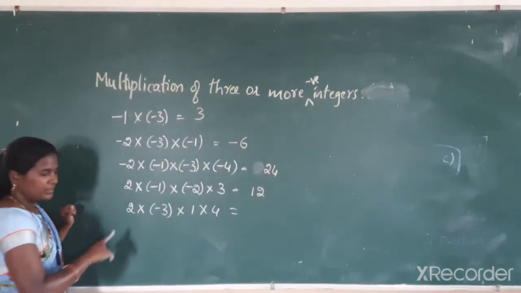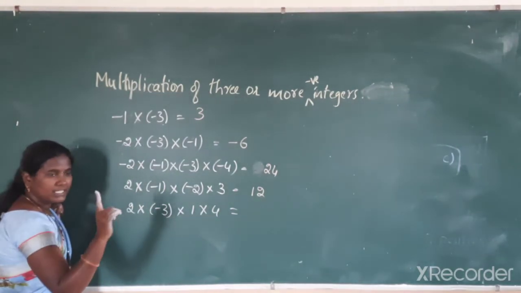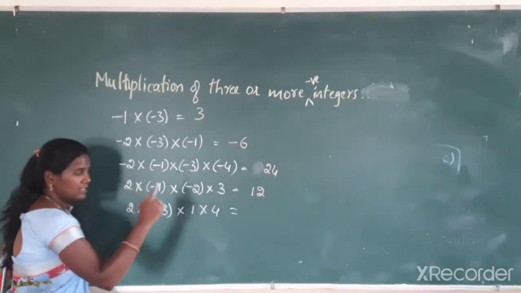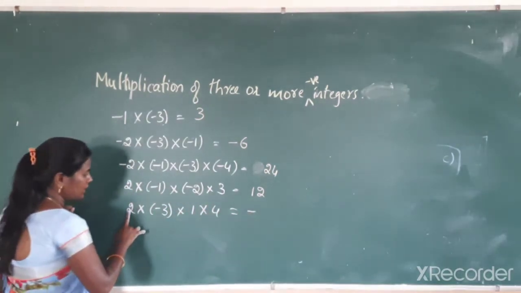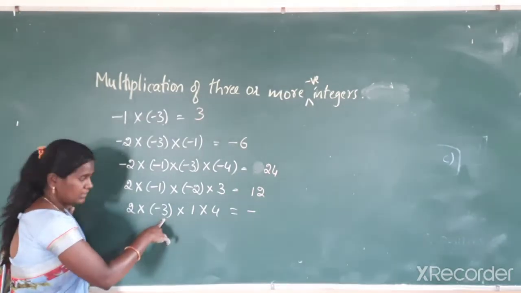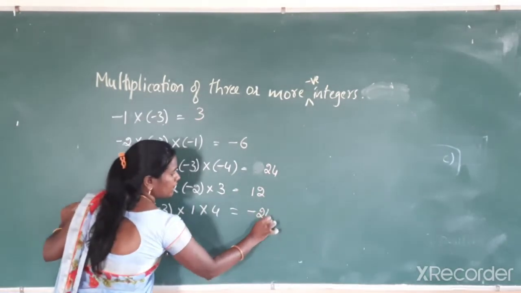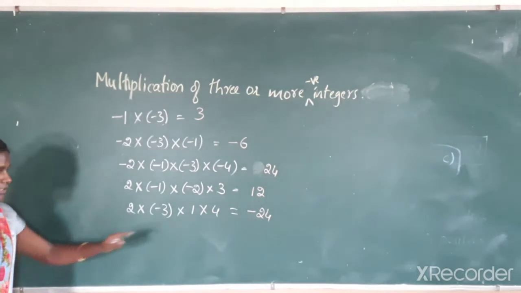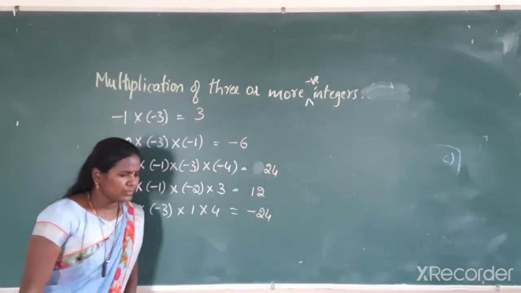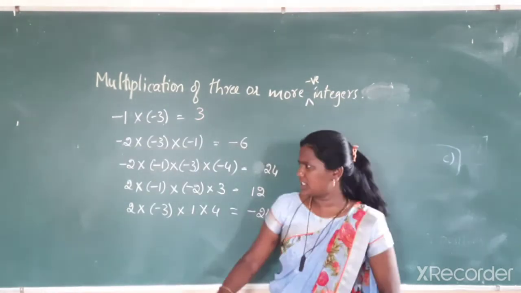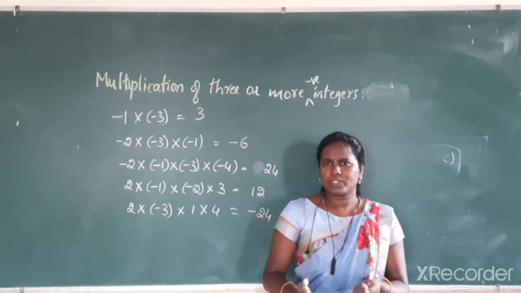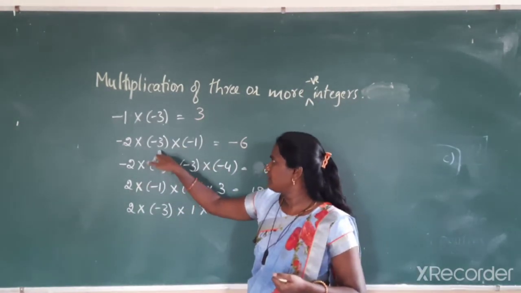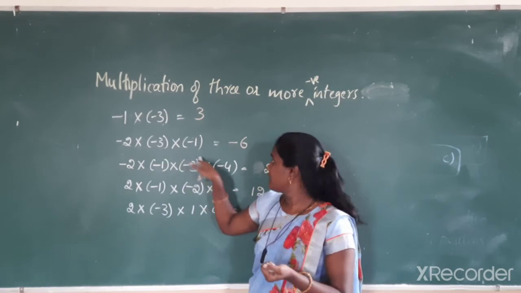Now here, plus into minus, minus, minus into plus, minus, minus into plus, minus. So the answer is minus. 2 3s are 6, 6 4s are 24. Yes, the answer you got here is minus 24. It was easy because only 2, 3, 4 integers were there.